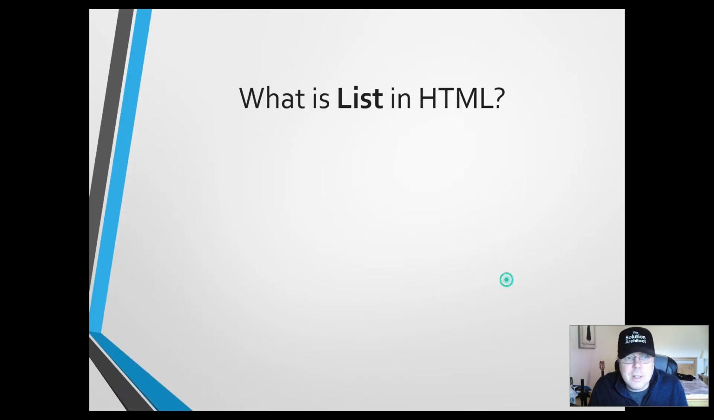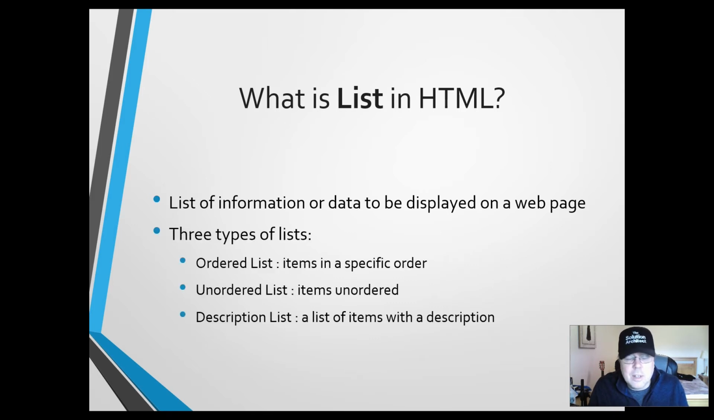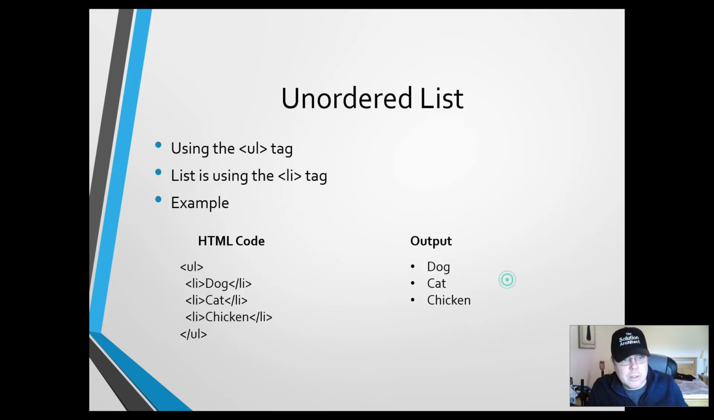So what is a list in HTML? It is information or data that you want to display on your web page. There are three types of lists. You get an ordered list, which has items in a specific order, with a number or A, B, C. You also have an unordered list, which doesn't have a number next to it, and then you have a description list as well. I'll show you some examples.